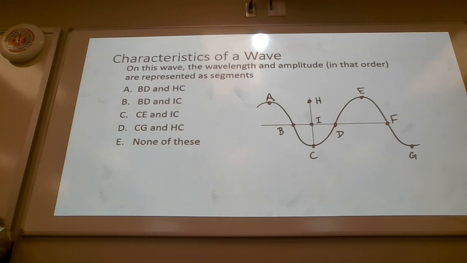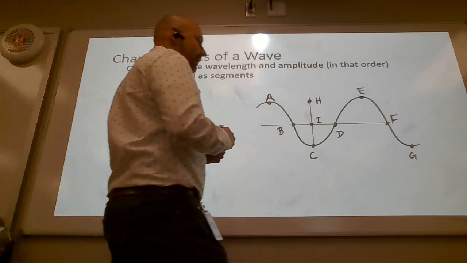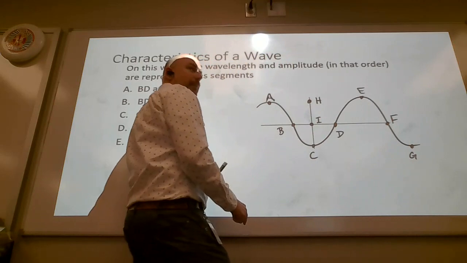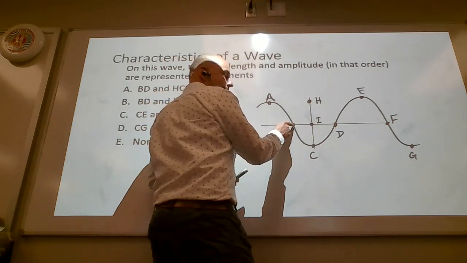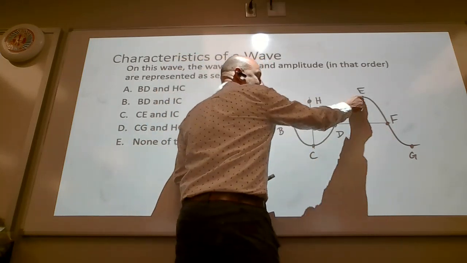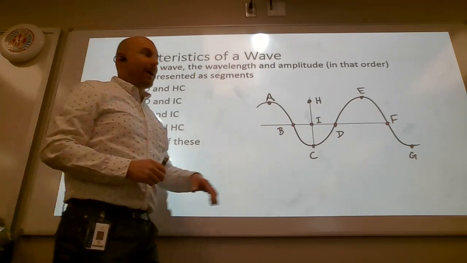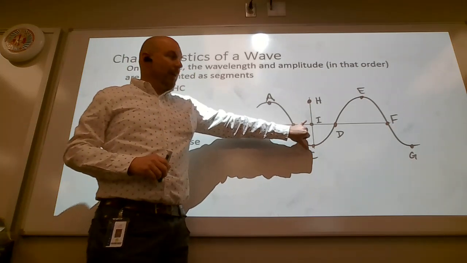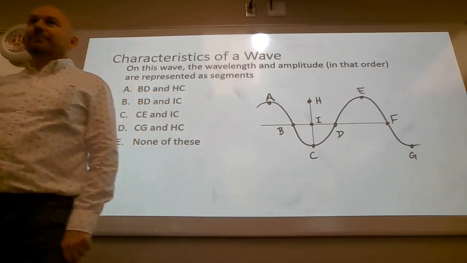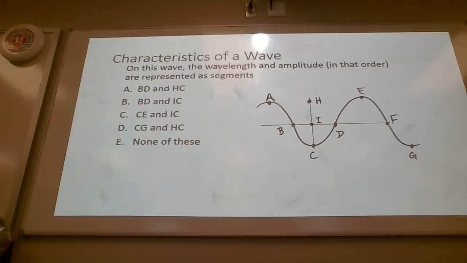Correct answer is educated elephants. Okay, so your wavelength could either be C to G, B to F, A to E. Okay, and your amplitude could either be I to H or I to C. Good with that? Okay.